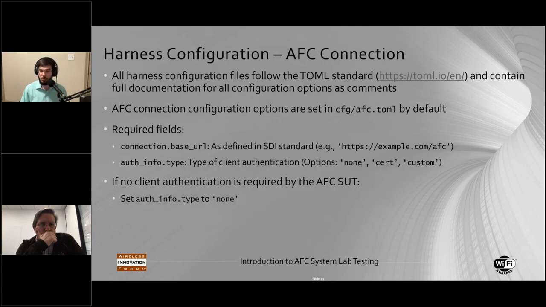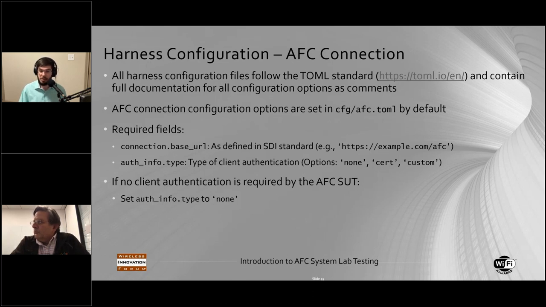So moving on to how to configure the test harness itself. Harness configuration is split amongst a few different files just to keep things modular, where you can swap them out as needed. There's one file that handles the AFC system connection settings specifically, and another that configures where the harness should look for its inputs and outputs. Both of these files follow the TOML standard. There's a link to that specification on the screen if you want to refer to it. The files inside the harness repository right now are fully documented and provide a baseline configuration that you can get started with, with commented placeholders for all of the supported options. There's also a Python file that I'll discuss in a bit, which determines which tests should actually be executed by the harness in case you want to just run a subset.